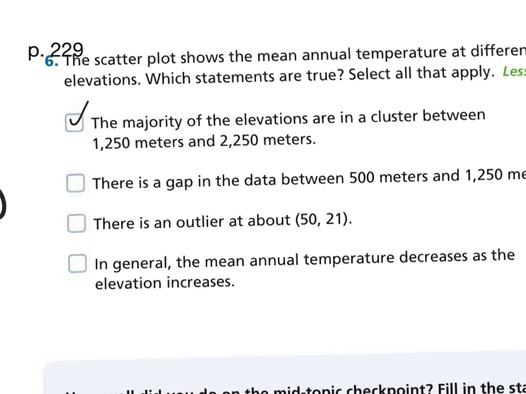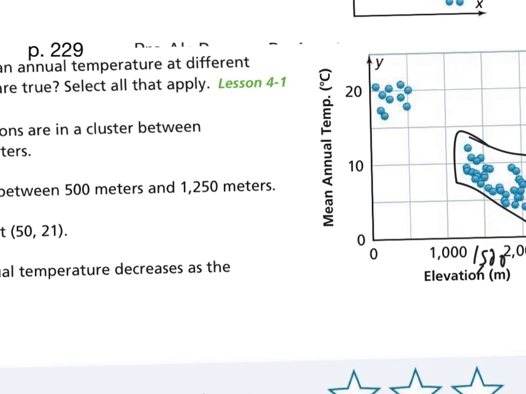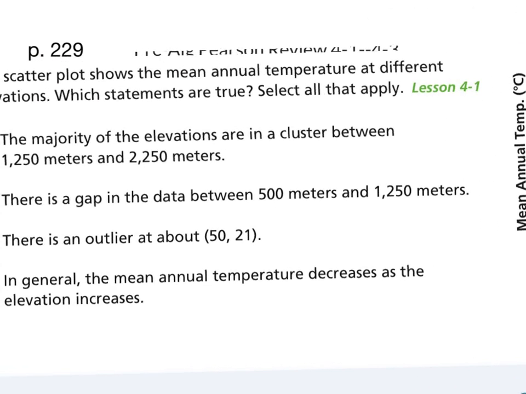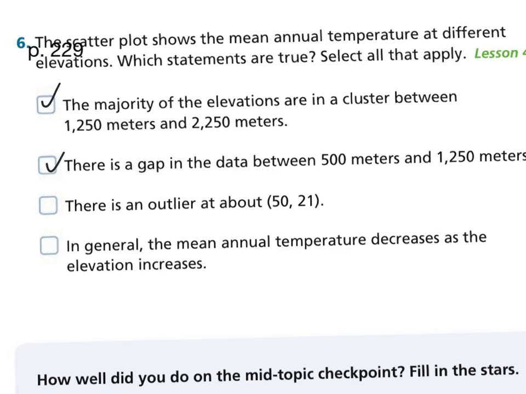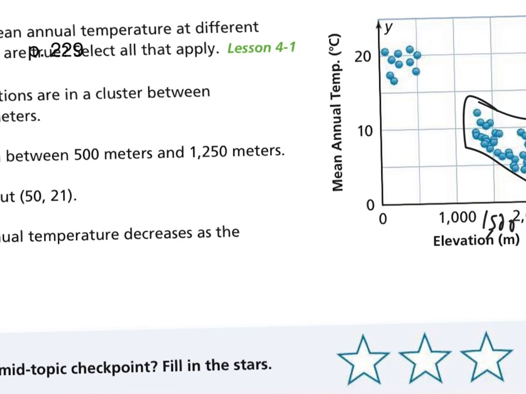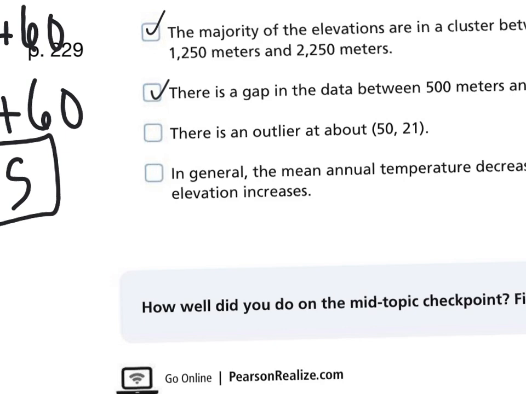There's a gap between 500 meters and 1,250 meters. I would agree with that as well. There's an outlier at about 50-21. I'm not seeing any outliers, so I'm not going to check that one.